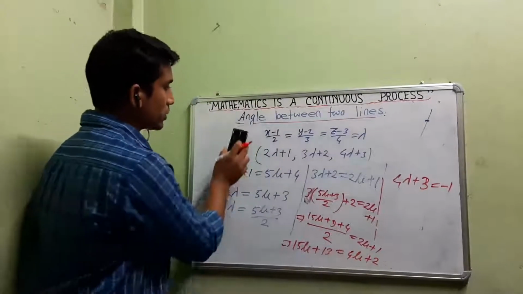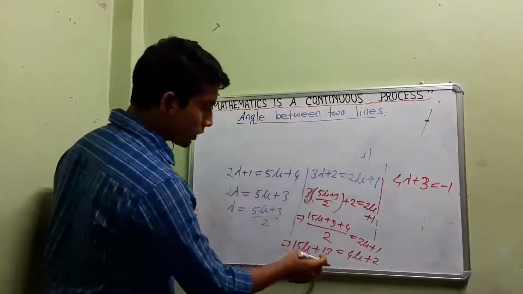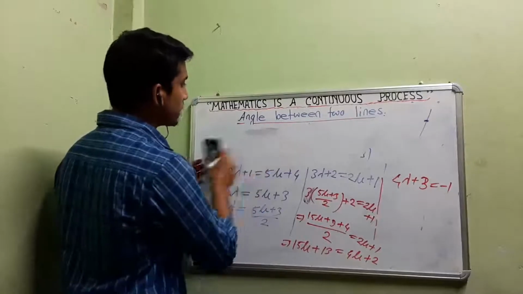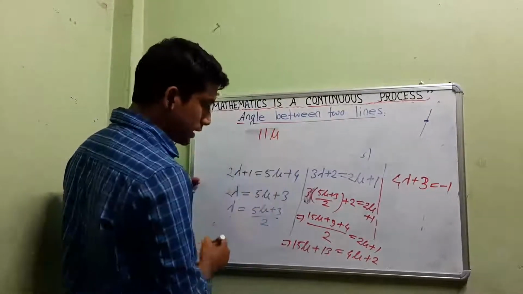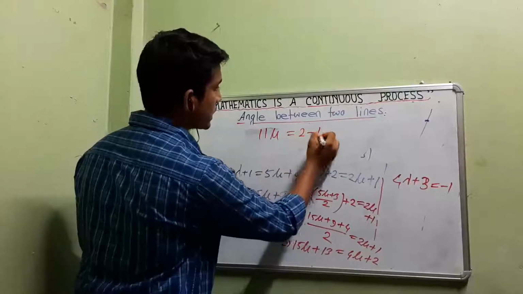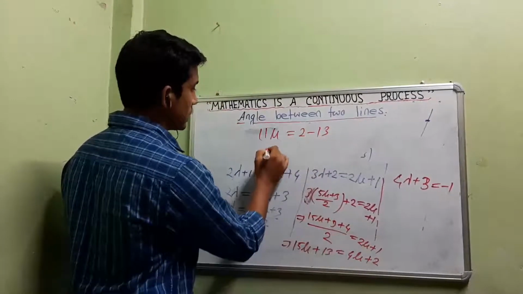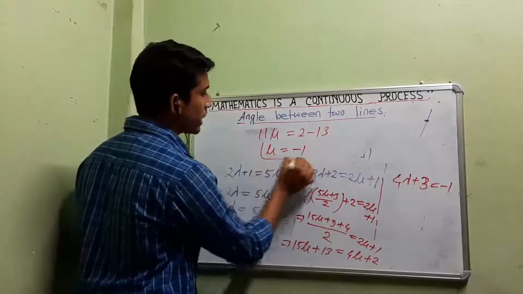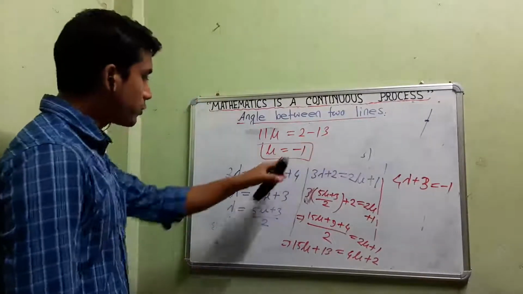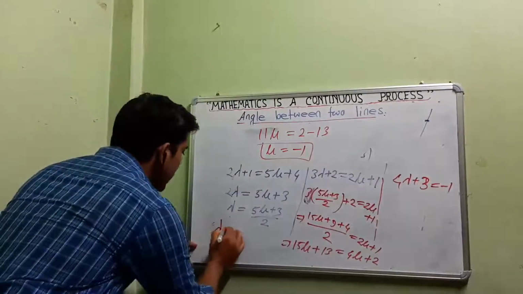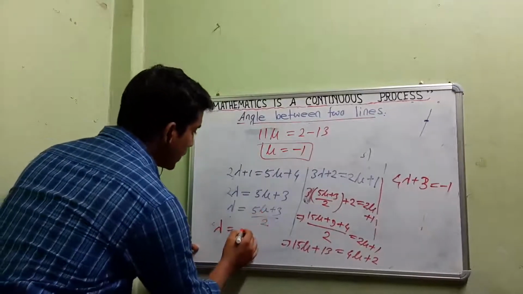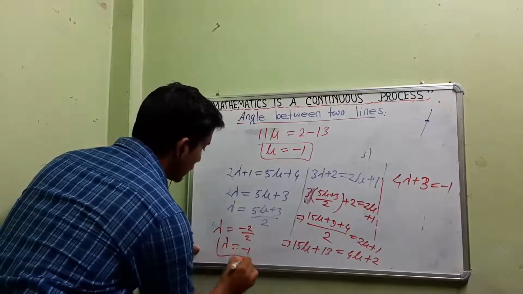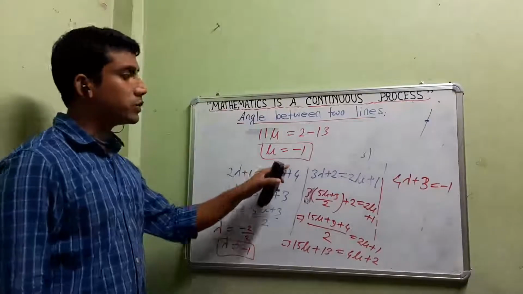Now what will we get? 15 mu minus 4 mu, that means it is 11 mu, is equal to 2 minus 13. So mu equal to what? 2 minus 13 is minus 11 divided by 11, so mu equal to minus 1 we are getting. Now if I put mu equal to minus 1 there, what lambda are we getting? It will be minus 2 by 2, so lambda is also equal to minus 1. So we are getting lambda equal to minus 1, mu equal to minus 1.